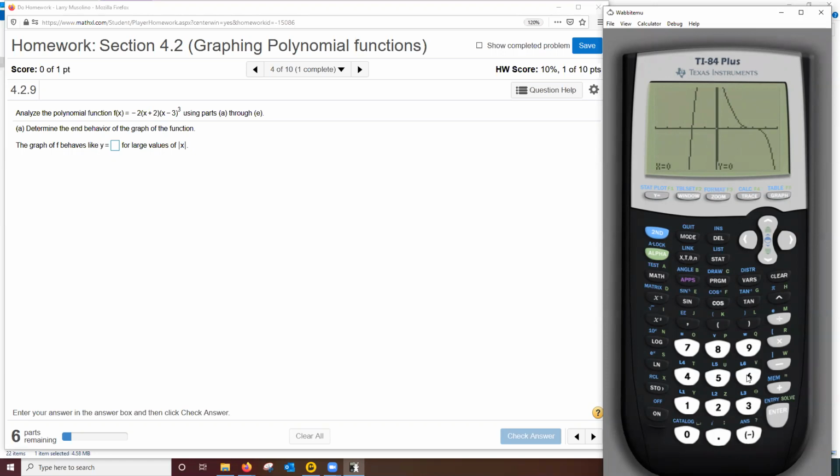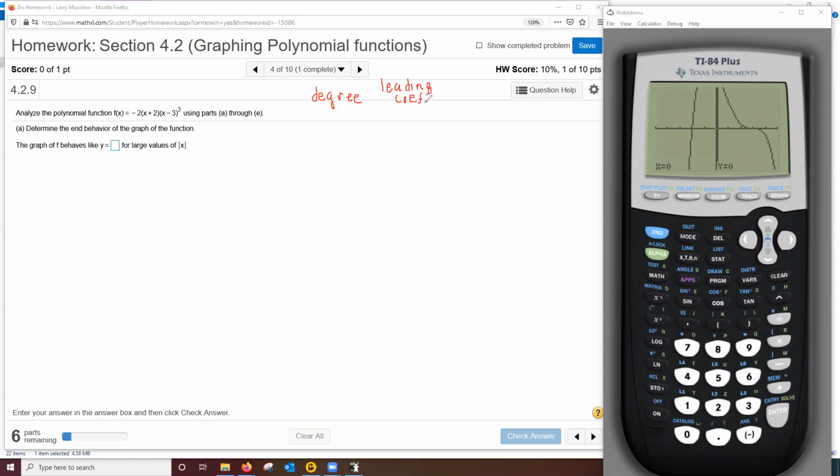Again, I could go into window and set up the window to match what my math lab shows. So maybe we can come back and do that in just a minute. All right, well, let me go to part A. What's the end behavior of this graph? Okay. First, I'm going to make up a little table here to help out, so that by looking at the degree and looking at the leading coefficient, we can know what the shape of the graph looks like.